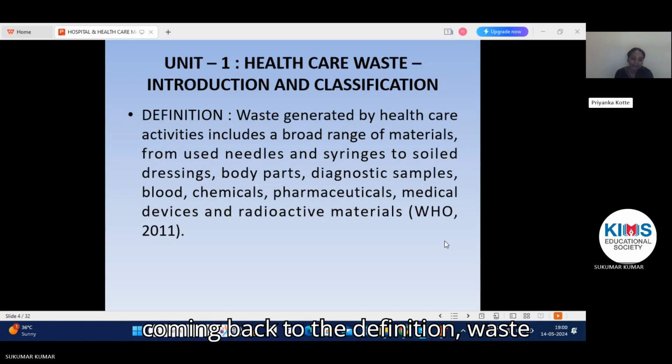Right. So coming back to the definition, waste generated by healthcare activities, which includes a broad range of materials. What are the materials that will be produced from any hospital or any healthcare setup? It includes needles, syringes to soiled dressings, body parts, diagnostic samples, blood, chemicals, pharmaceuticals, medical devices, and radioactive materials. So these are the wastes which are included as healthcare waste, as given by the World Health Organization in 2011.